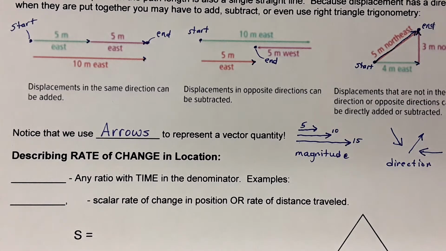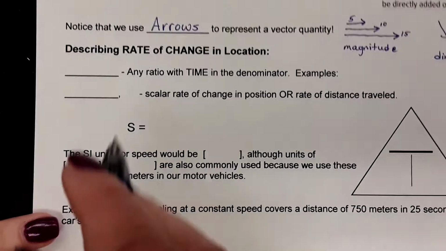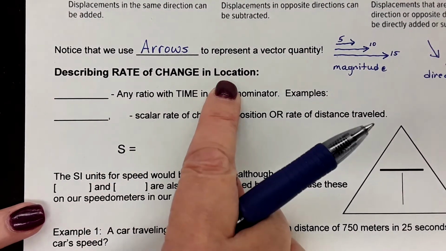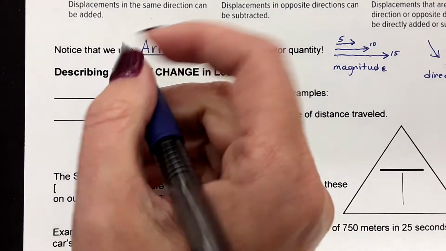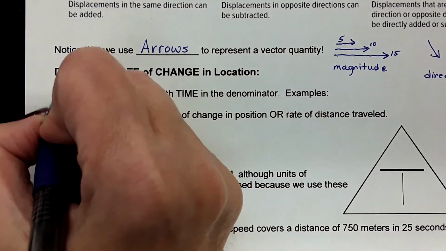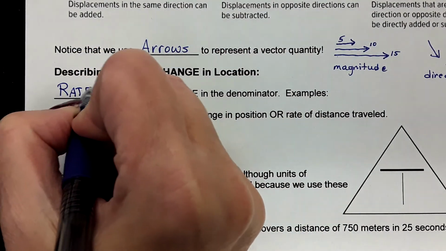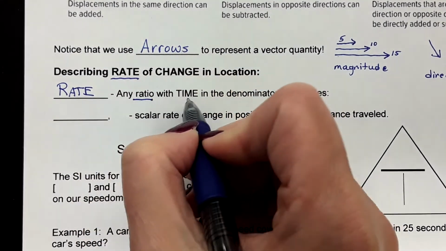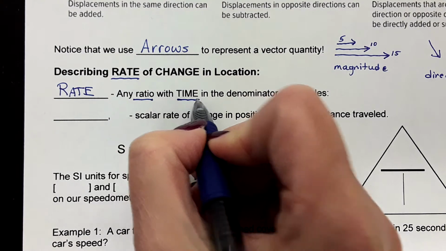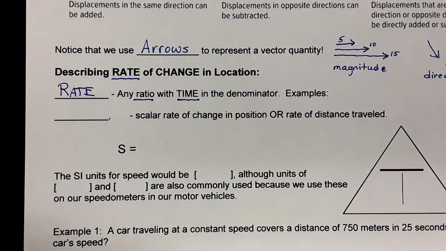Now, let's take it one step further. Let's look at rate of change in location. Now, what does that mean? Okay, well, that means you have to first understand the word rate. What does that mean? Well, a rate is a ratio that specifically has time in the denominator. If you have a ratio and it has time in the denominator, I don't care what's in the numerator. It's a rate because it has time in the denominator.